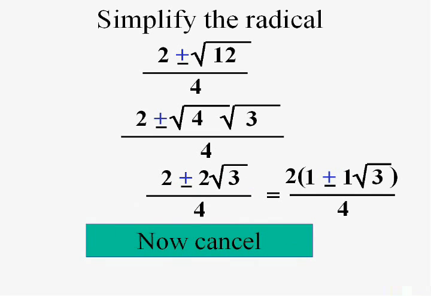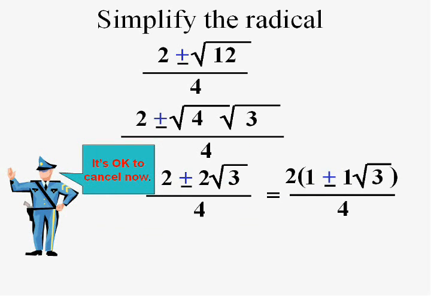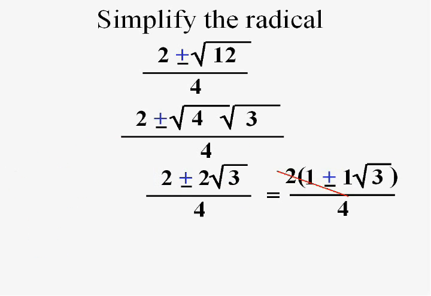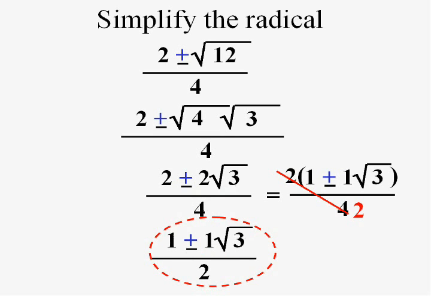Now, I can cancel the 2 with the 4, and I get my final answer. And that actually is my final answer. 2 answers. Excellent. Get the idea?